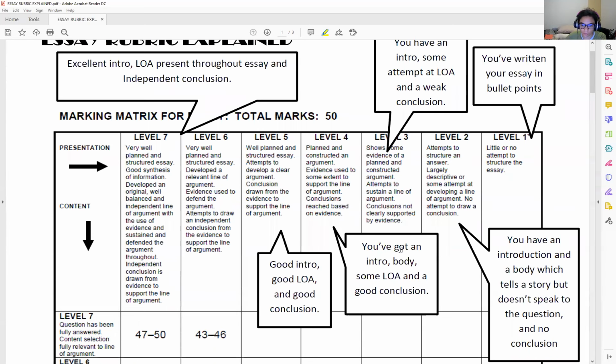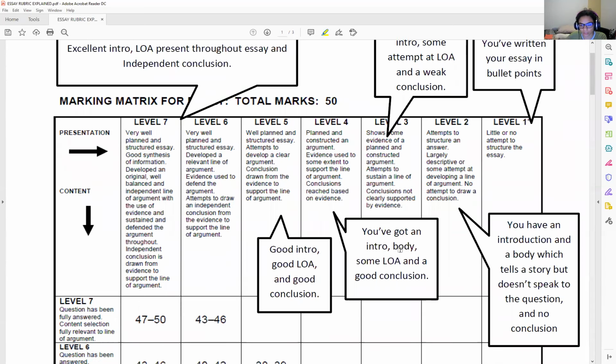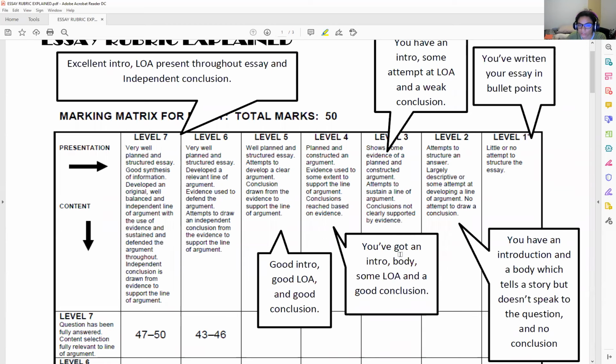Then we've got level four, which is plan and construct an argument. Evidence is used to some extent to support the line of argument. Conclusions reached based on evidence. So this means you've got an introduction, you've got a body with paragraphs, you've got some line of argument, and you've got a fairly good conclusion.